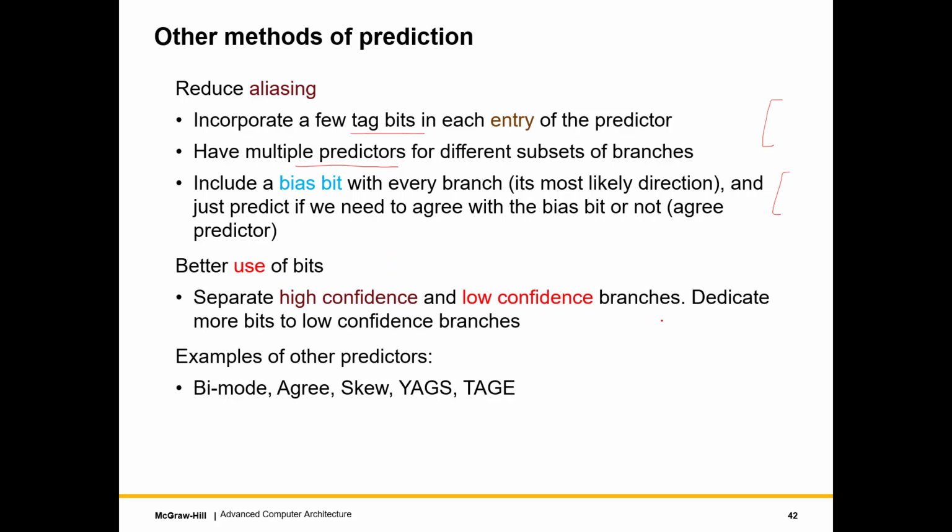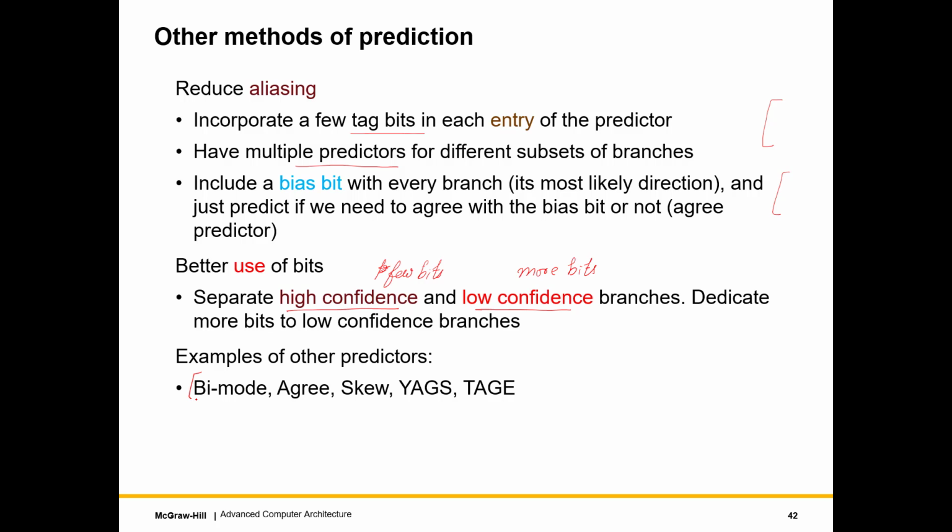What many modern branch predictors do is that they separate branches into high confidence and low confidence. So we use different bits for different kinds of predictors. For high confidence branches, we use predictors with few bits, but for low confidence branches, we use predictors with more bits. Because of course the bit budget is important. We have a finite amount of area on the chip and we don't want to increase it substantially.